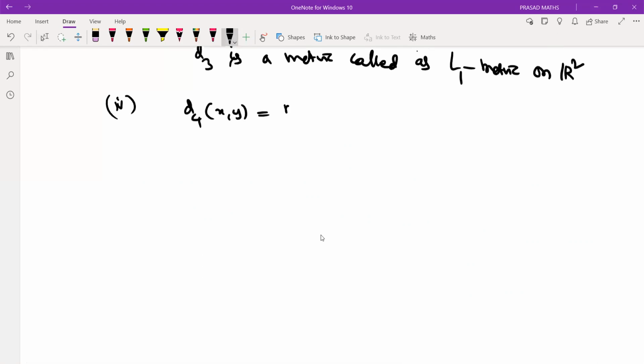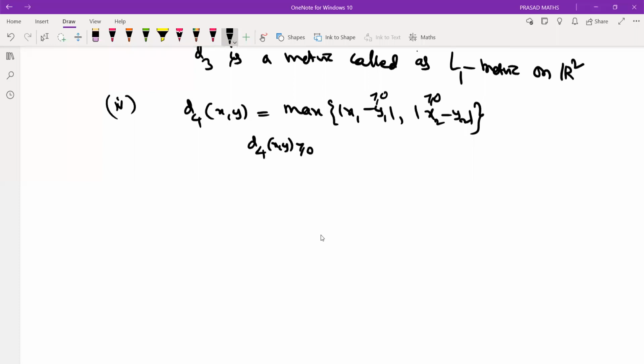D4 of x comma y is equal to the maximum of mod of x1 minus y1, mod of x2 minus y2. So this is also a metric. You can easily check it by the same strategy. Distance is non-negative because this is non-negative, this is non-negative. Therefore, distance between x comma y is non-negative and it satisfies the second property: distance between x comma y equals 0 if and only if x equals y. And distance satisfies the symmetric property.